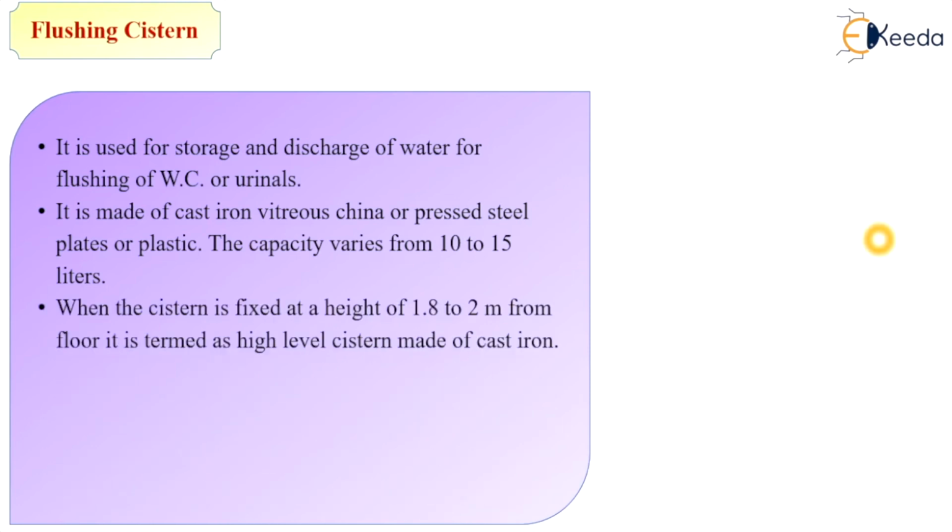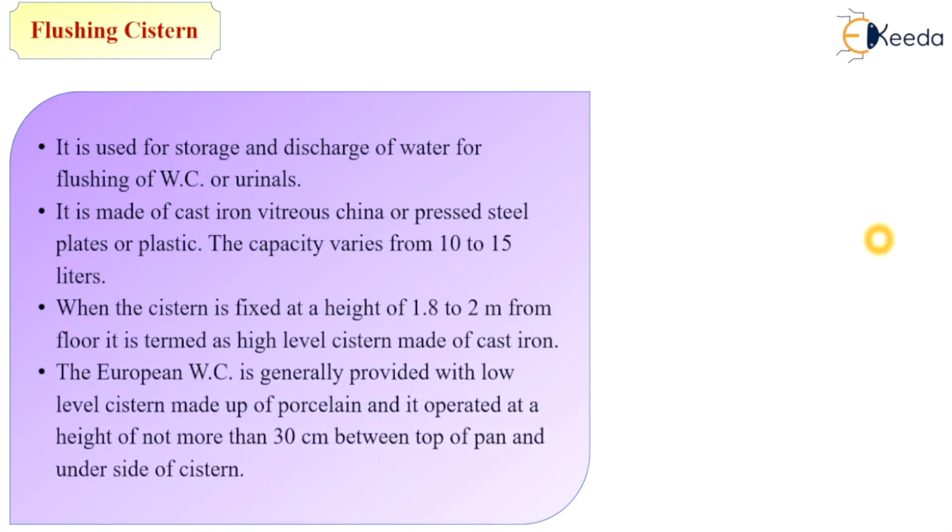When the system is fixed at a height of 1.8 to 2 meters from the floor, it is termed a high level system, made of cast iron. The European WC is generally provided with a low level system made of porcelain, and it operates at a height of not more than 30 centimeters between the top of the pan and the underside of the system. So depending on its placement height, we decide whether it is a high level or low level flushing system.